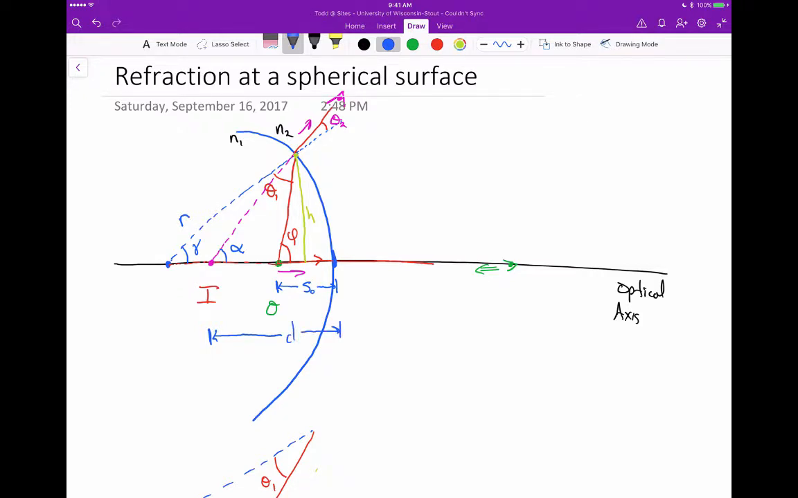Now, one assumption that we have to make here is that this distance right here, which I'll call delta, needs to be small relative to all the other distances that we are making. And this really comes down to what is called the paraxial approximation. What this means is we are going to assume that the angles that our rays are making relative to the optical axis are very, very small. So the way I've drawn it here is very exaggerated.